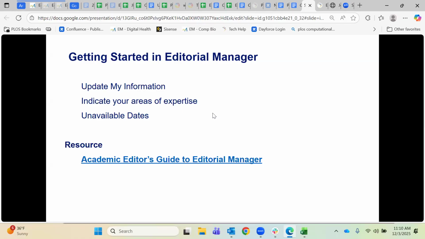But the first thing to do when you're starting out is to make sure that your information is all up to date, the classifications referred to in the previous slides, making sure that those are as descriptive as possible and up to date. When you log into the Editorial Manager portal, there'll be a button that says update my information on the top right.